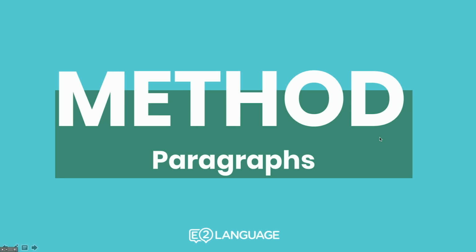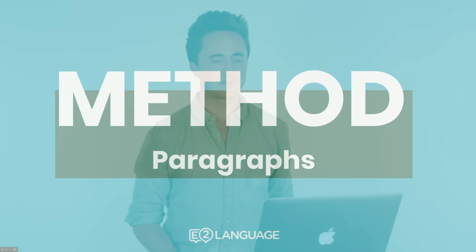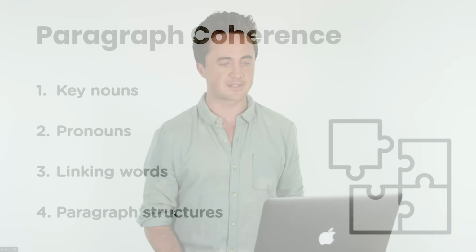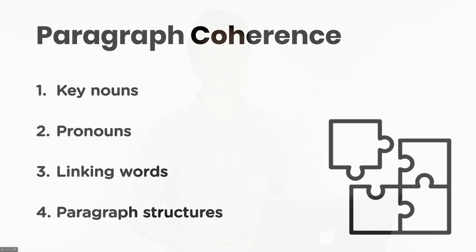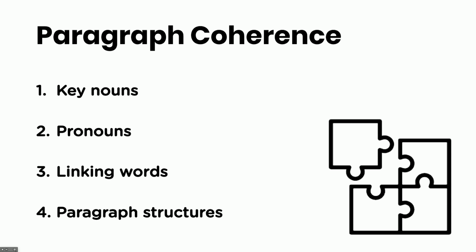Okay, let's look at the method, but what we're doing really is we're looking at the theory of what is a paragraph and how do you construct a good paragraph? What makes up a good coherent paragraph? That's the secret behind this task. So let's talk about a thing called paragraph coherence. What I mean by coherence is that the sentences lead into one another, okay? There's a nice flow from beginning to end. And we're going to focus on key nouns, pronouns, linking words, and we're going to look at some different paragraph structures that you might see on test day.